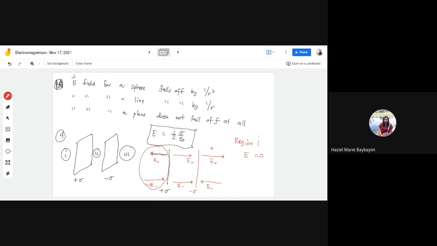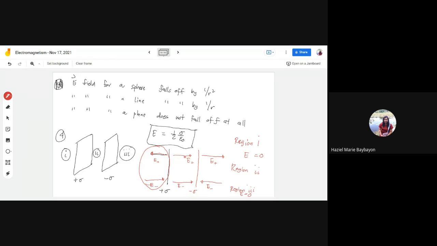The same with region 3. So mag-cancel out ang electric field due to the positive plate and the electric field due to the negative plate also. Pareha man siya magnitude pero opposite lang of direction. So region 3, the electric field is equal to 0.